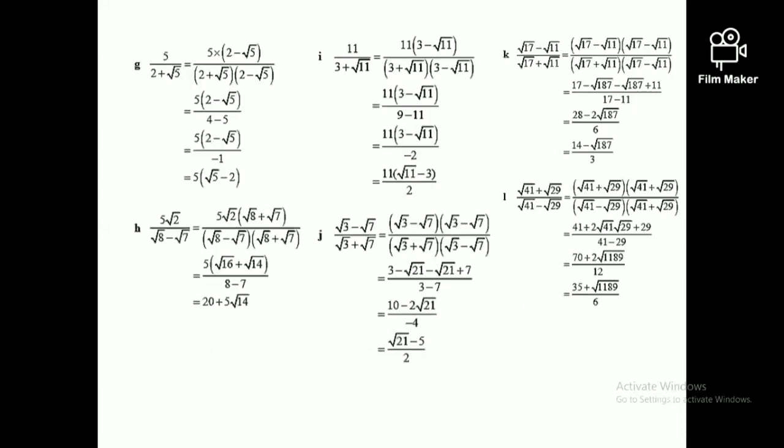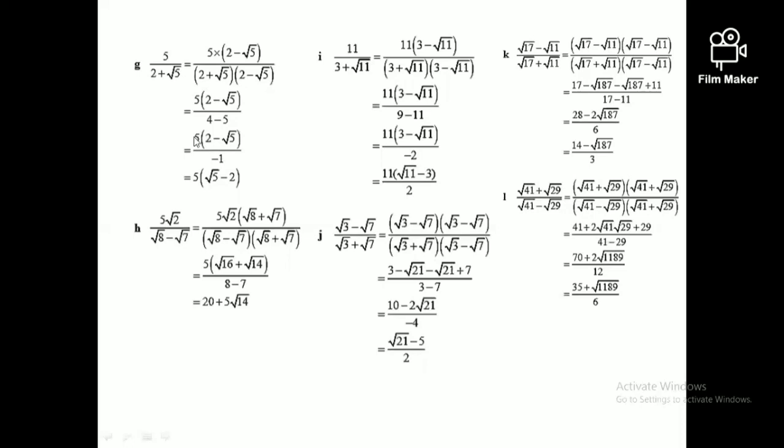If you come up with question G, that is 5 divided by 2 plus root 5. Then multiply both numerator and denominator by the opposite of this, 2 minus root 5. In the numerator, 5 times this much. I'll simplify the denominator: 2 into 2 is 4, plus minus minus, root 5 into root 5 is 5. 4 minus 5 is minus 1. The numerator is 5 times (2 minus root 5).